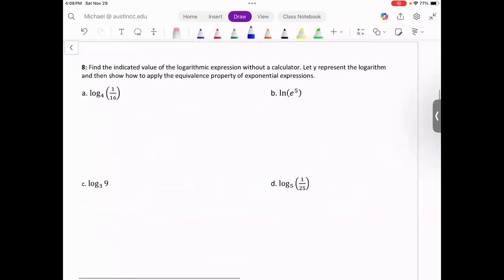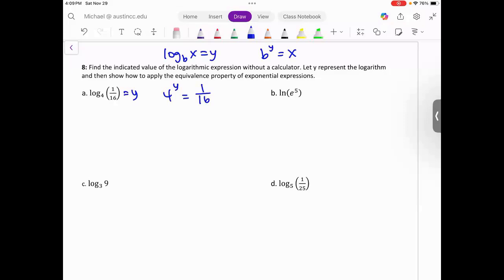Here we want to find what these logarithmic expressions are without using a calculator. So we want to basically set each of them equal to y, and we're going to use our equivalence property to evaluate it. We have log base b of x equals y, then b to the y equals x. So here we have a base 4. So 4 to the y equals 1 over 16.